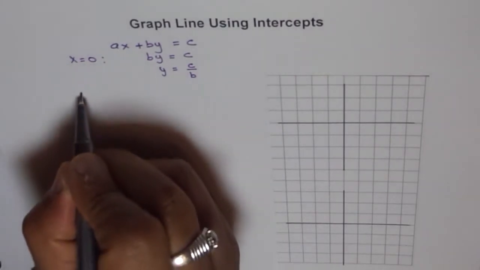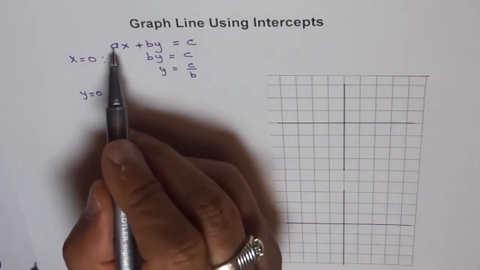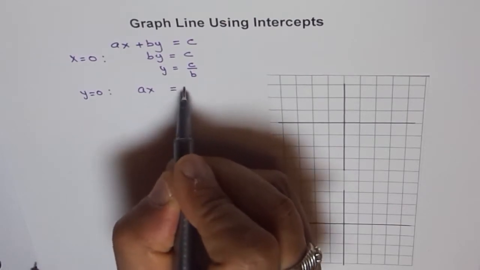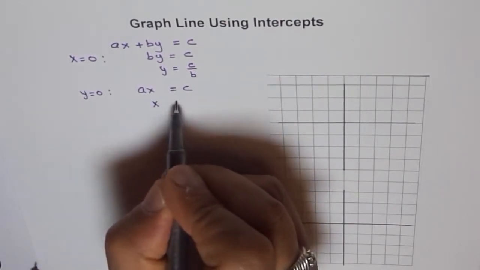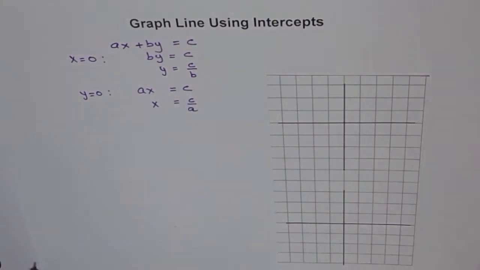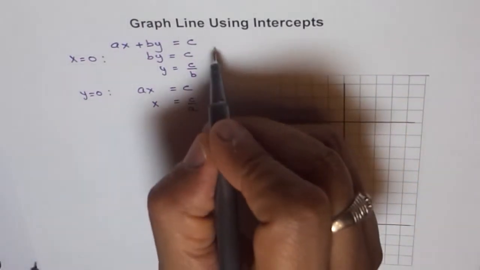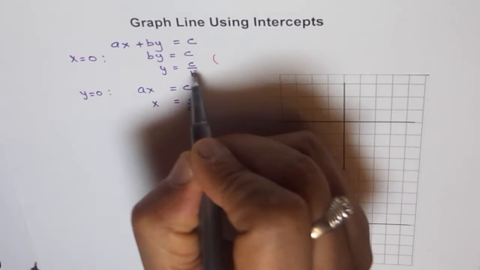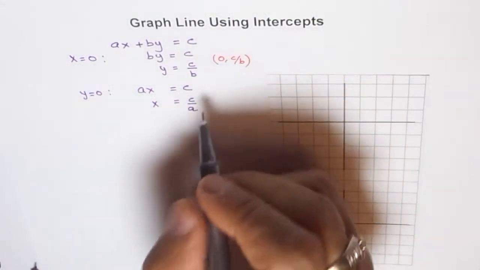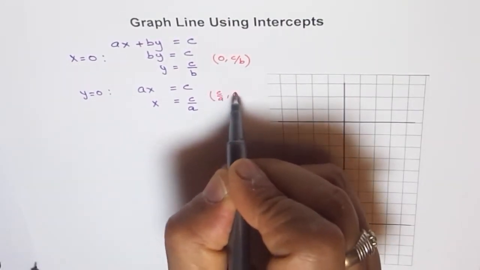If I write y equals 0, in that case what happens? If y is 0, then we get ax equals c. And so what is x equal to? x equals c over a. Is that okay? So that is your x-intercept. So the y-intercept is 0, c over b, right? And the x-intercept is c over a and 0, correct?